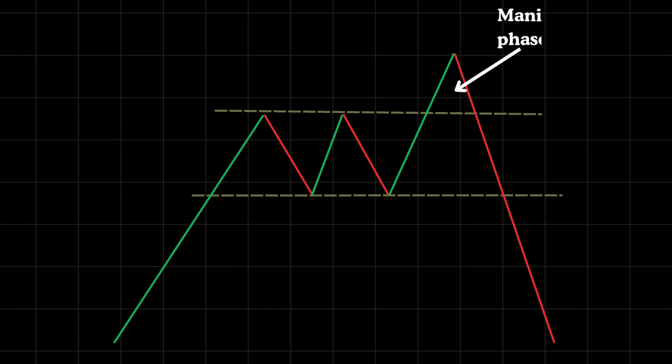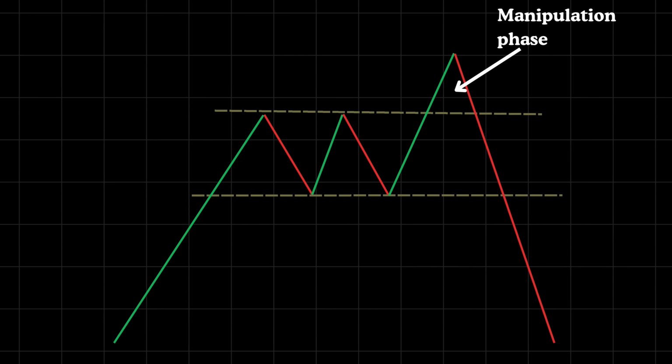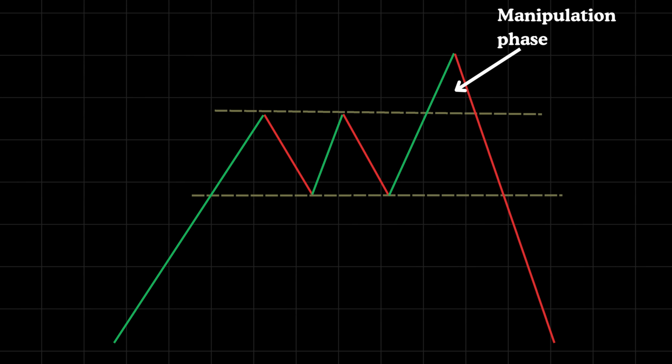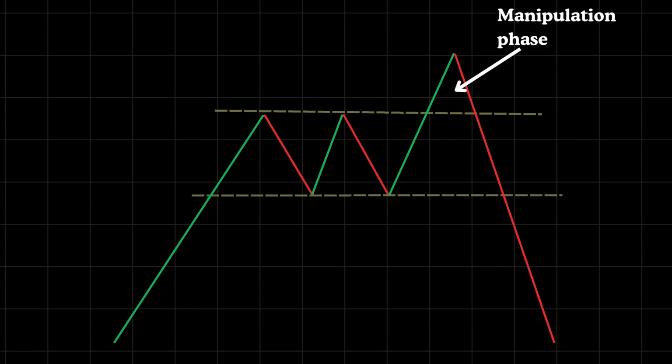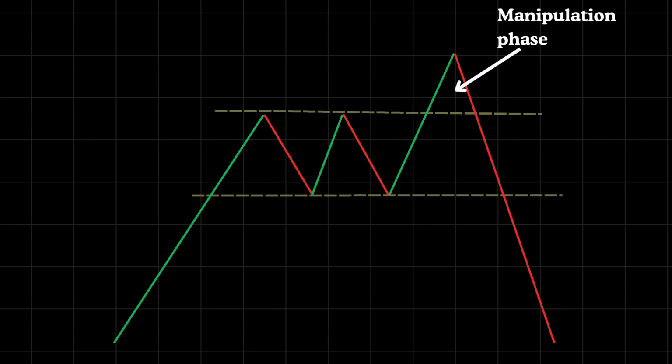Then we shift into the manipulation phase. Price breaks out above the range, triggering stop losses from short positions and attracting breakout buyers. Retail believes it's a bullish continuation, but it's actually a setup.